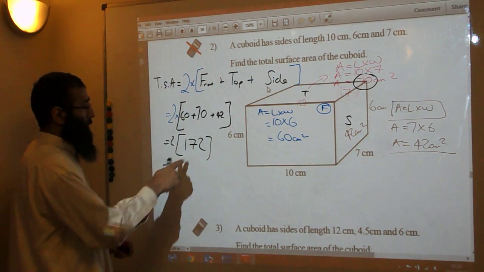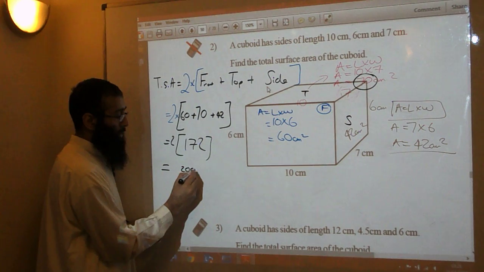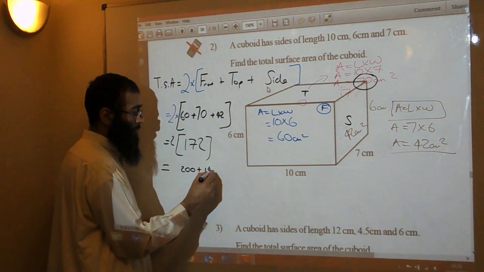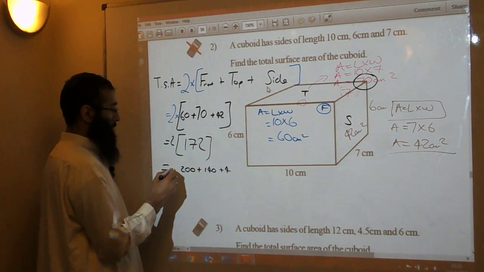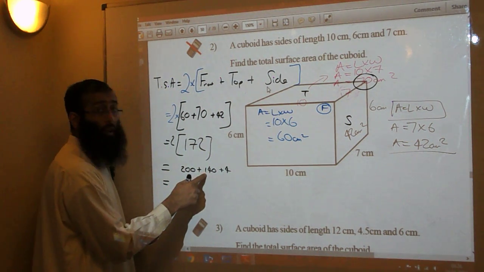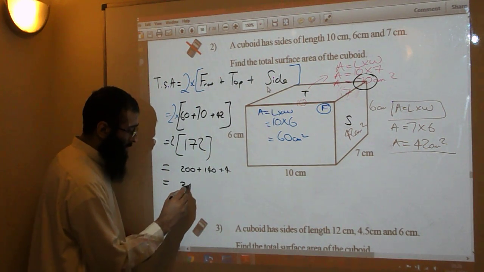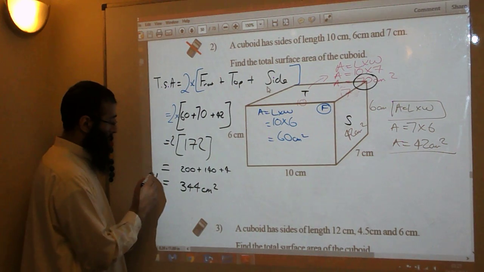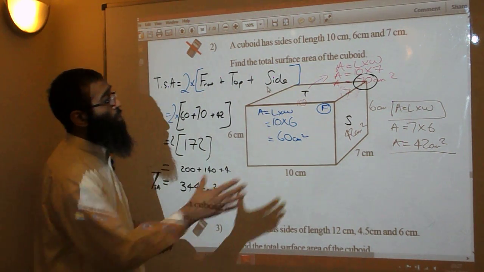Okay, now, if you want to do this without using a calculator, well, double of 100 will give us 200. Double of the 70 will give us 140. And double of the 2 will give us 4. Okay, so we've doubled everything. Now we need to add them up. 200, 340. 340 add 4 is 344 centimeters squared is the total surface area of this cuboid.